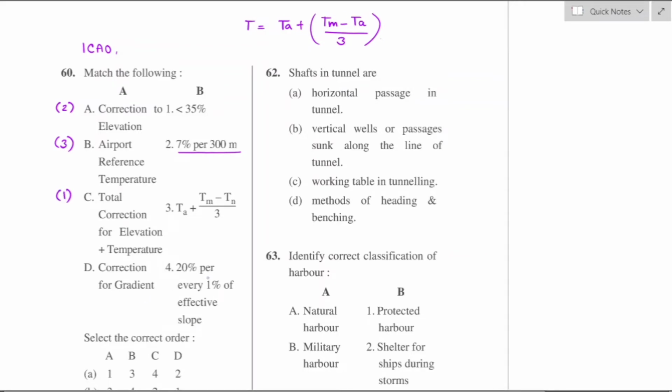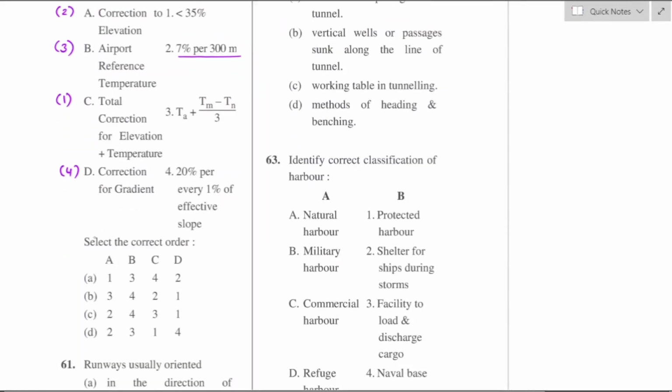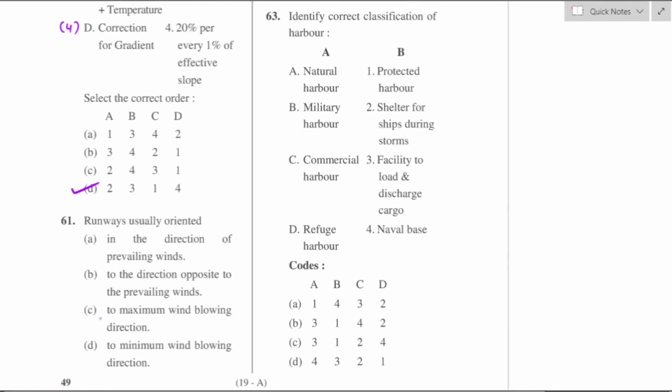Correction for gradient. Gradient correction should be 20% per every 1% of effective increase in slope. So for statement D, it is 4. Therefore, the correct code combination is 2314. Option D is the right answer. Question number 61. Runways are usually oriented in the direction of prevailing wind, along the direction of the longest line on the windrose diagram. So option A is the right answer.